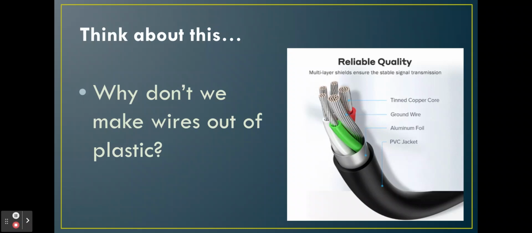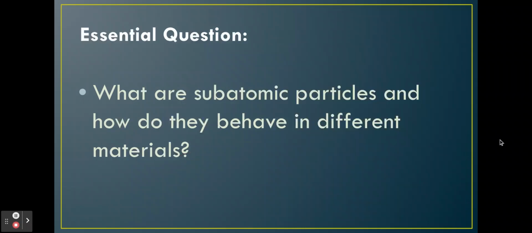Do you really understand why? Like, what is going on? What do we mean when we say electricity doesn't flow through a plastic wire? So that's what I really want to get us at today. And I want you to keep this idea about why we choose certain materials for electrical conductivity and why things are made out of certain things. Your essential question is, what are subatomic particles and how do they behave in different materials?